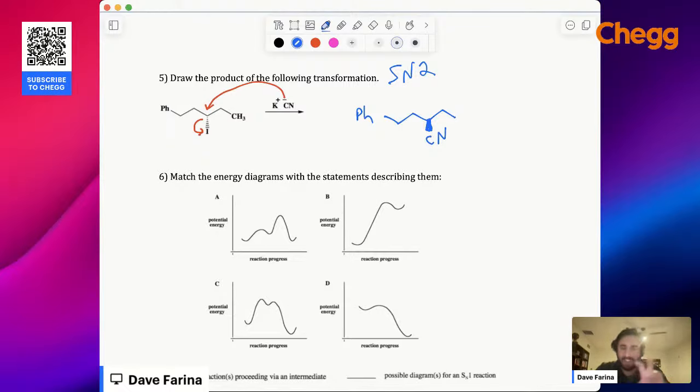Anytime you see NaCN, KCN, we have to know that it's ionic. So if it just said KCN, we do have to know that means K plus CN minus. Here it's listed as CN minus with the counter ion, but you do need to know that. And then we need to know that CN minus is a classic SN2 nucleophile.